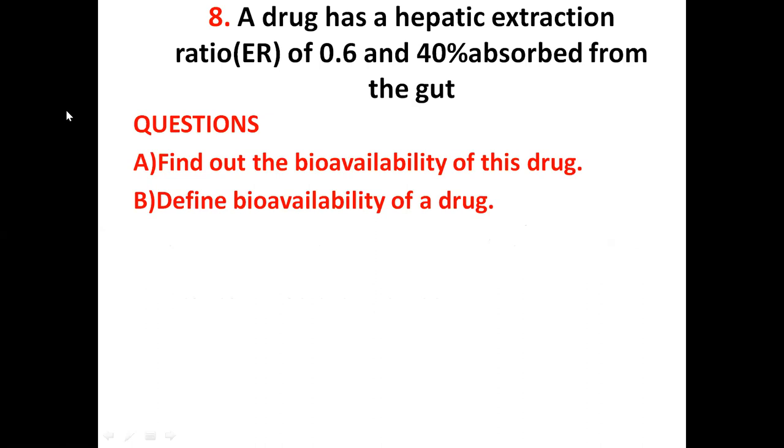Coming to the eighth problem. A drug has a hepatic extraction ratio of 0.6 and 40% absorbed from the gut. It's the hepatic extraction ratio. This is a problem. Questions are A, find out the bioavailability of this drug. Then B, define bioavailability of a drug. We have to define that. What is bioavailability? Okay.